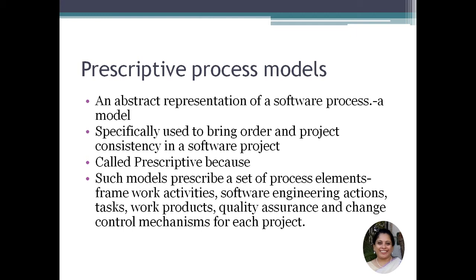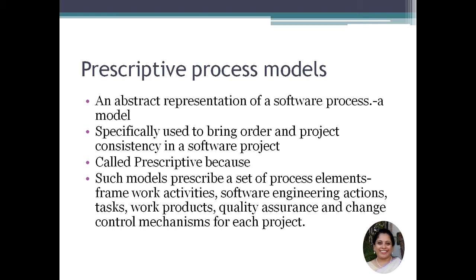Now why is it called that? Because such a model prescribes a set of process elements: the framework activities, the software engineering actions, the tasks given to the managers, the work products, and the quality assurance, whether it is maintaining the quality, whether it is up to the mark of the customer, whether it is to the client based model which was initially given to us by the client, whether we are working on the requirements and the changes, and the control mechanism for each product. We also check the risk factors, whether it is going on a proper track, whether the control mechanism is working. So we are trying to prescribe a different process for each and every stage with respect to the personnel, the projects, and the model. So this is called a prescriptive process model.